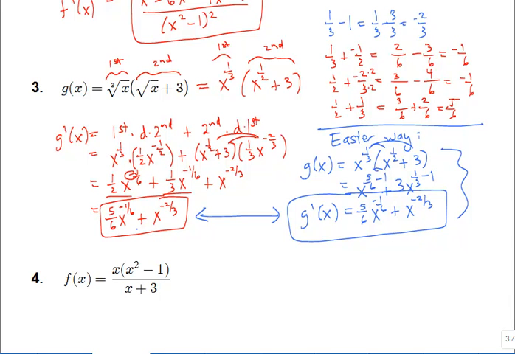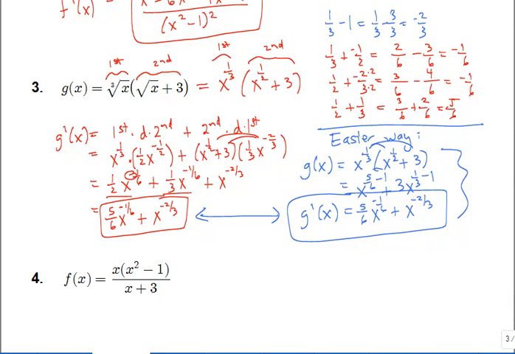So one thing that I always recommend to students is if there is an easier way to find your derivative that avoids using the product rule or the quotient rule, then I usually encourage you to do it in an alternative way because it'll save you a lot of time.